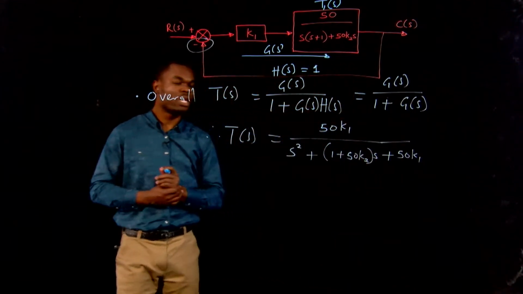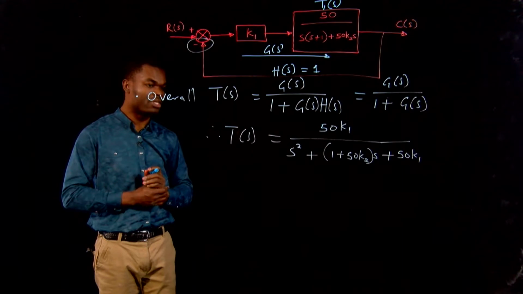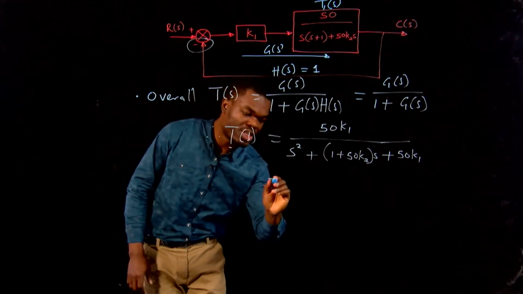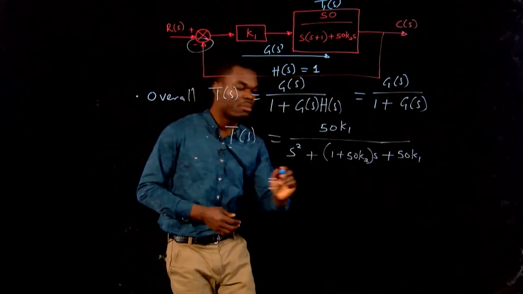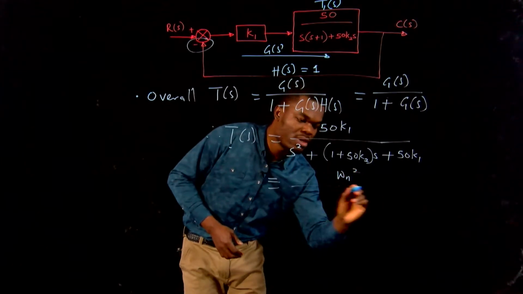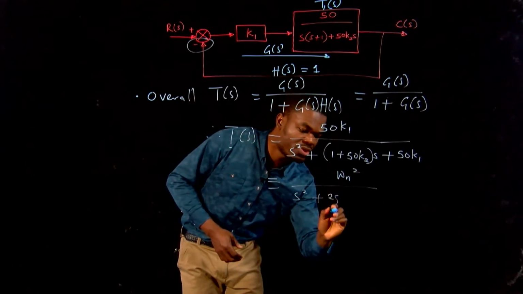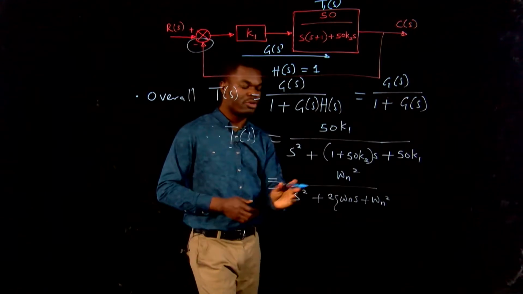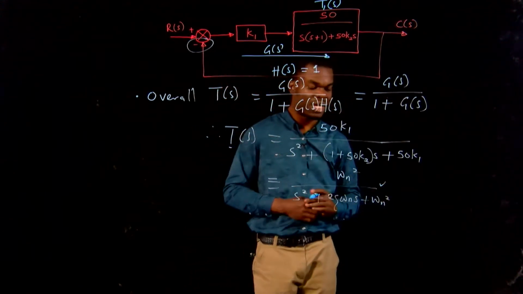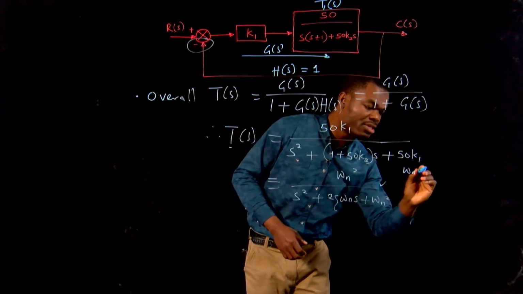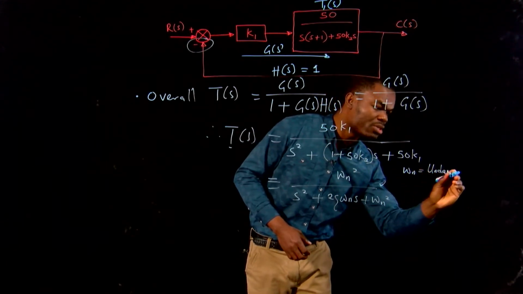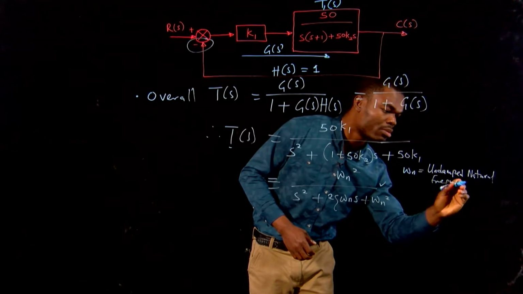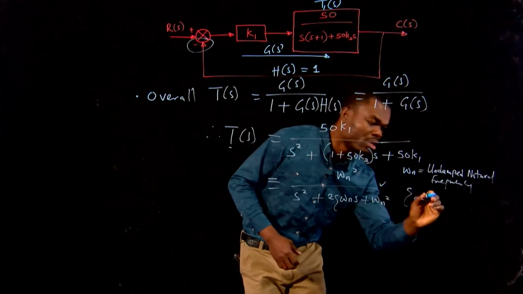Okay. Now, looking at this, of course, it is a second order transfer function. We can now compare the T of s to the generic second order transfer function, which is omega n squared over s squared plus 2 zeta omega n s plus omega n squared. Typically, you will have this formula in the formula sheet. We know that omega n is the undamped natural frequency, and your zeta is your damping ratio.